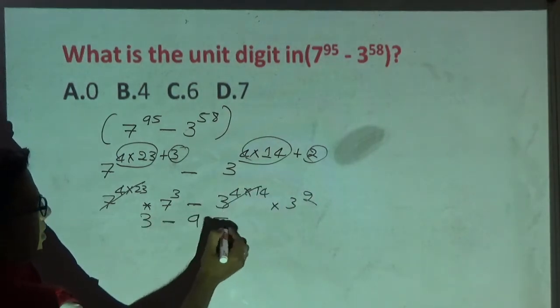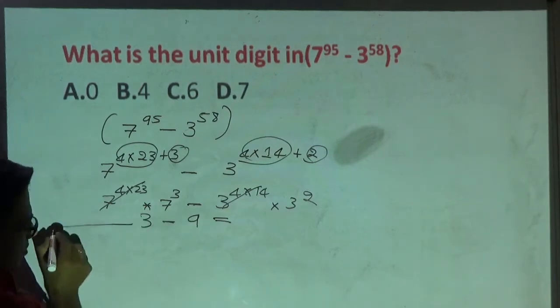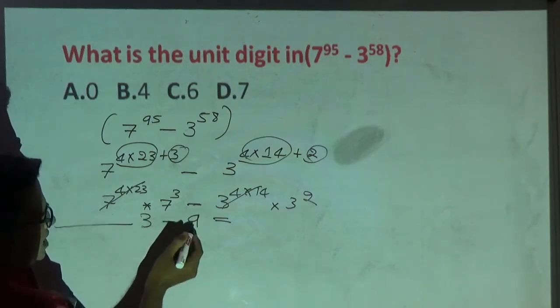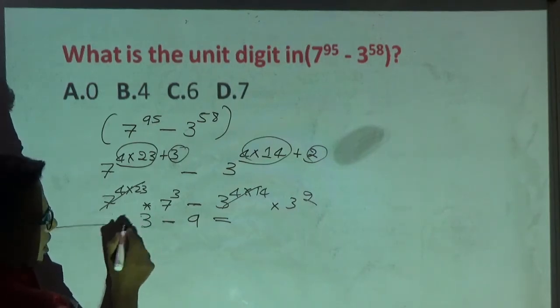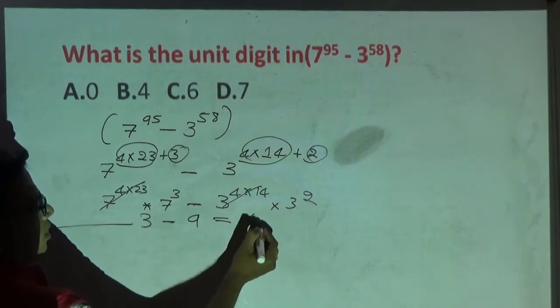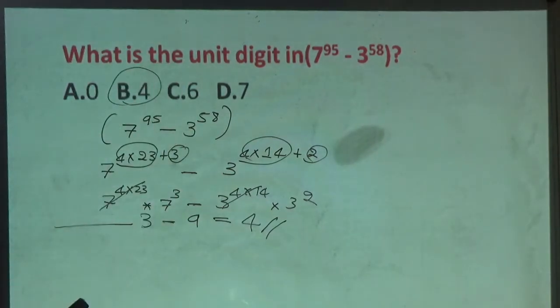Now, see here. Is 3 minus 9 possible? No. But I am having digits right here, but I am not writing, only the units place I am writing. If I cannot subtract, what should I do? Take the borrow. If you take borrow, 3 will become 13. What is 13 minus 9? 4. So the answer for this question is 4. Option B. This is an examination question.